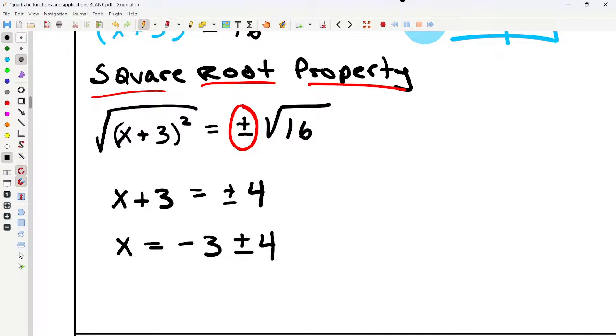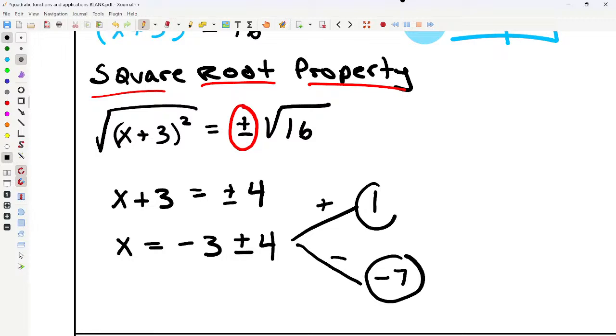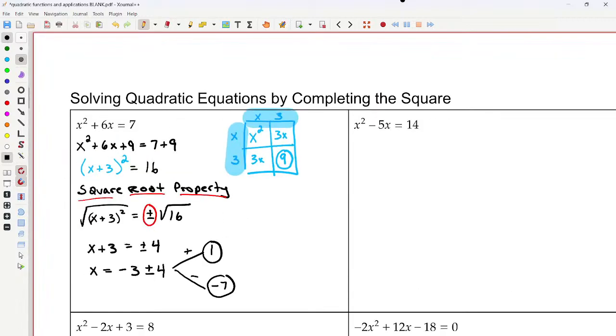And furthermore, we can combine the two numbers. Negative 3 plus 4 would make 1. And then negative 3 minus 4 would make negative 7. And we've now just solved this equation by completing the square.